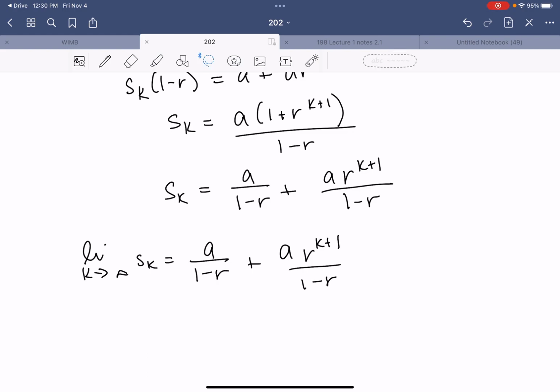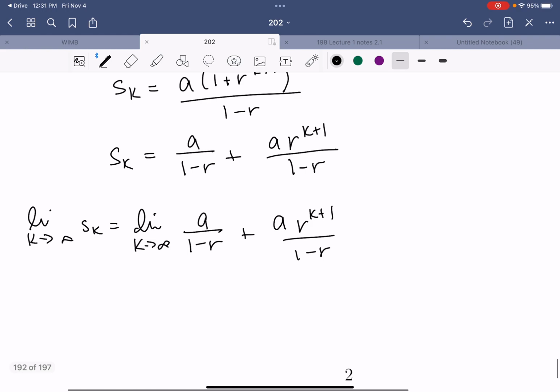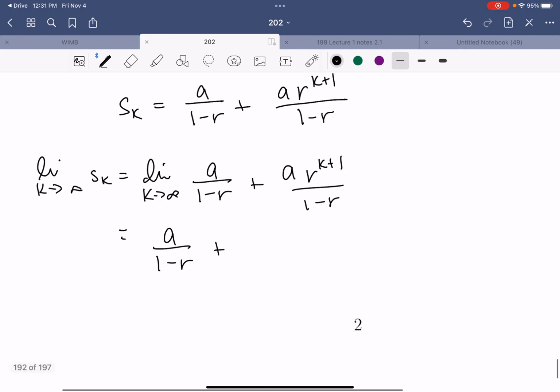And now I need my limit in there. Okay, and now you're going to let your k go to infinity. So now what we know is that the first piece, the a over 1 minus r, a and r are just numbers, so that's fine. That's going to give you that answer, right? And this really becomes a over 1 minus r plus the limit of. Now, if you look at this piece, only k is up there. So the a and the 1 minus r do not have a k in them, so I'm going to pull them out front. And this is really the limit as k goes to infinity of r to the k plus 1.